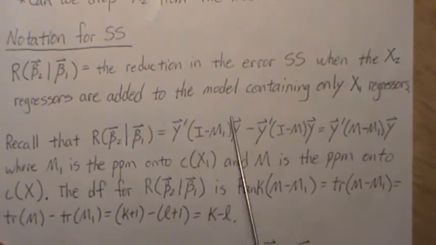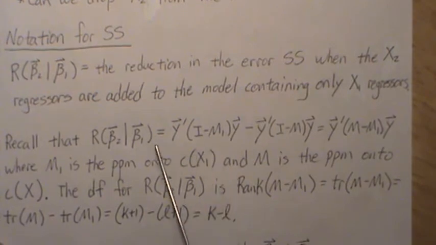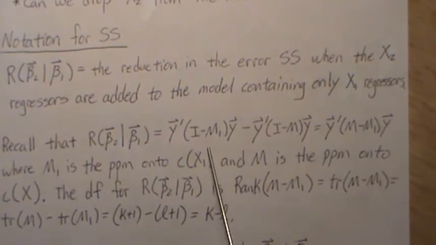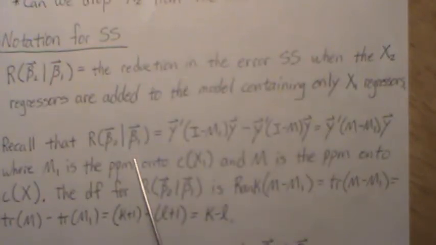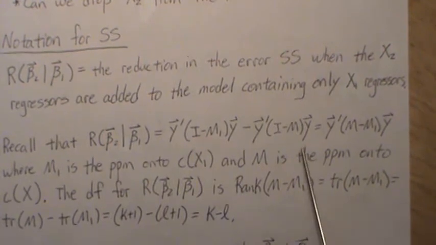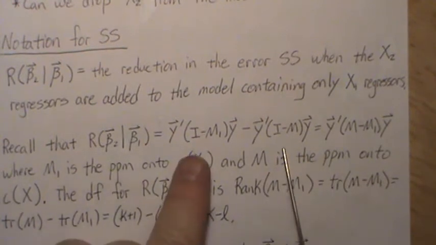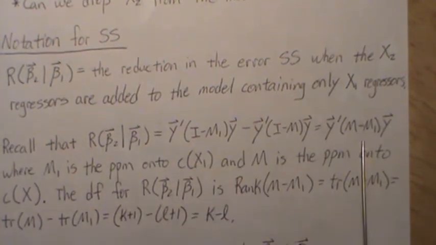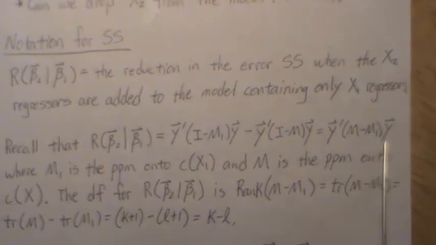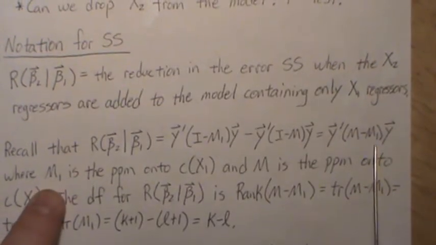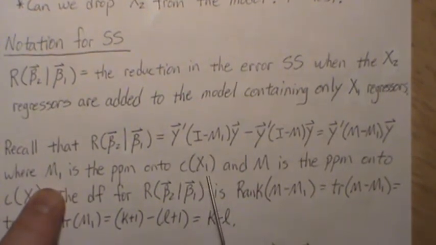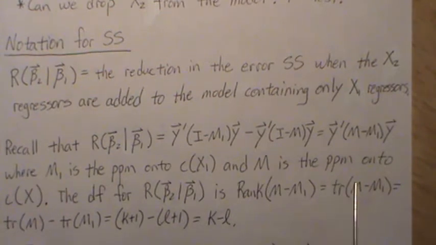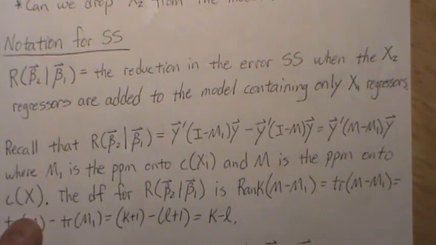This is the error sum of squares when only beta 1, or the X1 regressors, are in the model. Now when we add the X2 regressors to the X1 regressors, we get this model. It's y transpose (I minus M) y, which when you do the math ends up being y prime (M minus M1) y, where M1 is the perpendicular projection matrix onto the column space associated with X1, and M is the perpendicular projection matrix onto the whole column space of X.